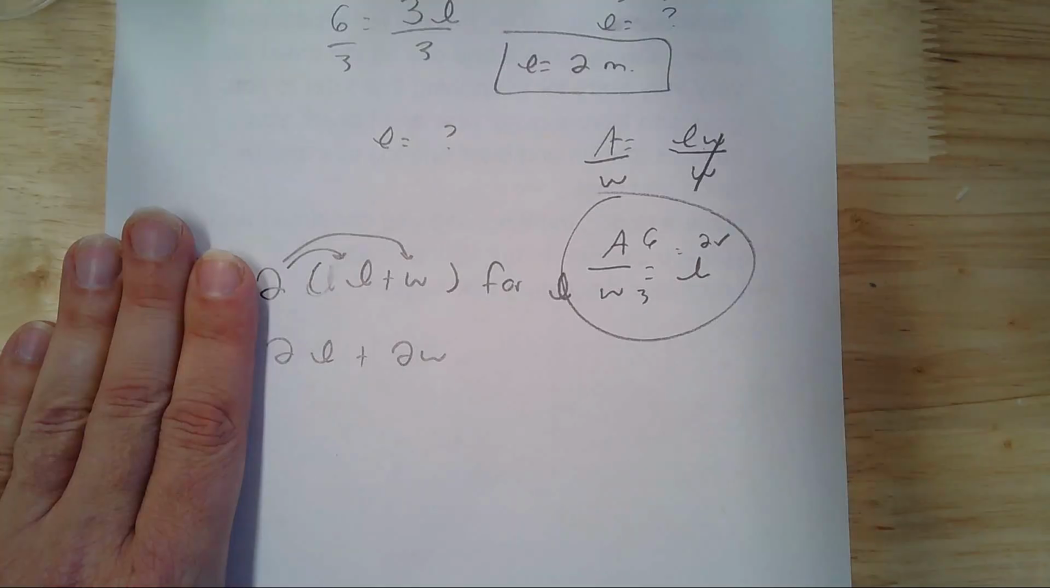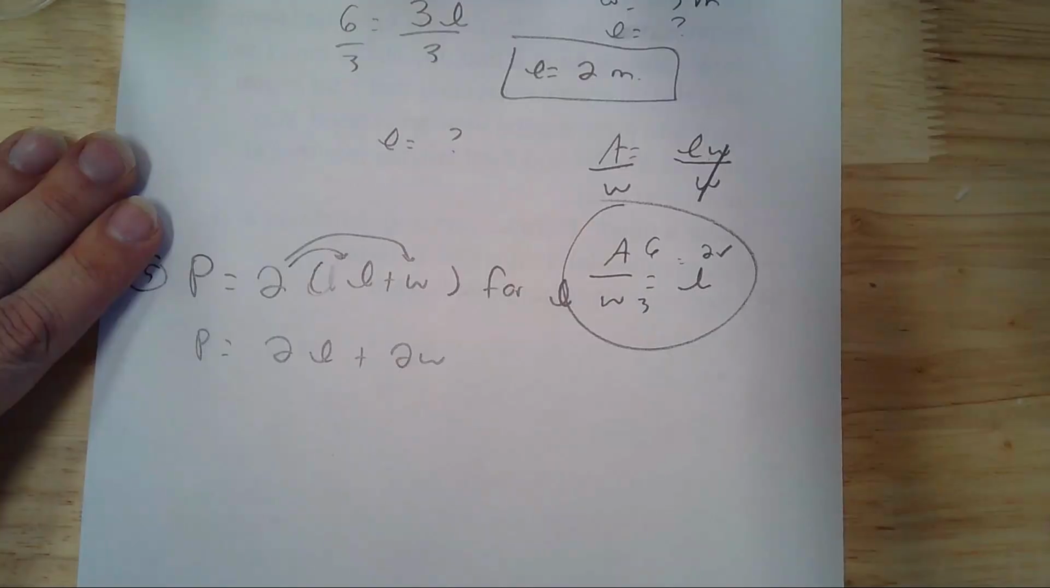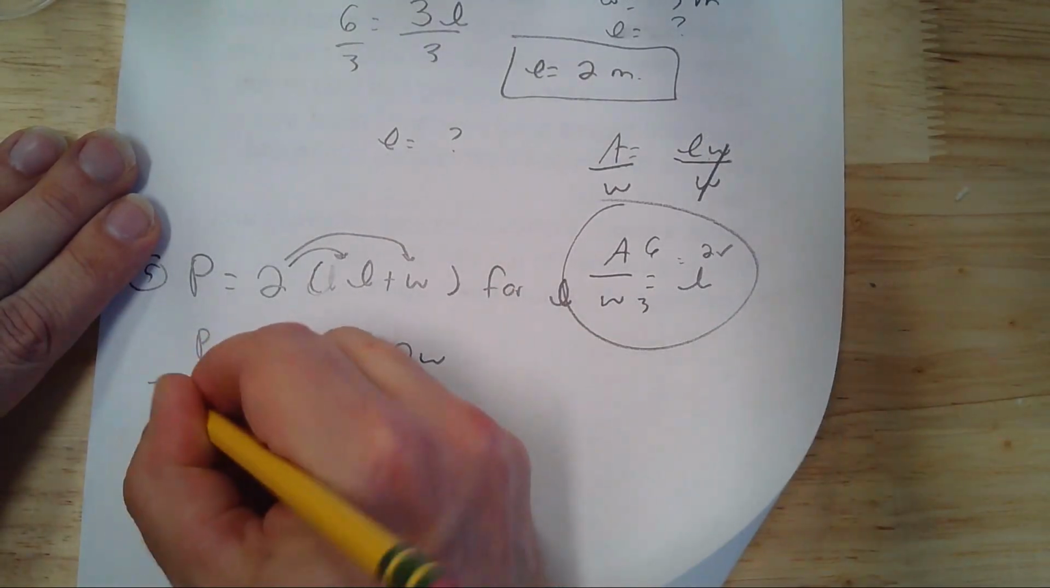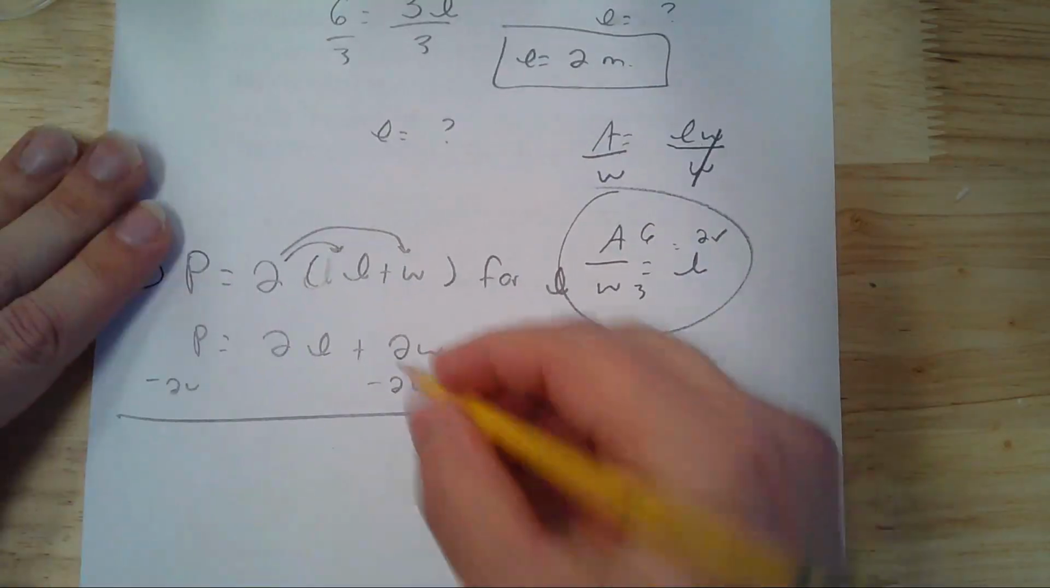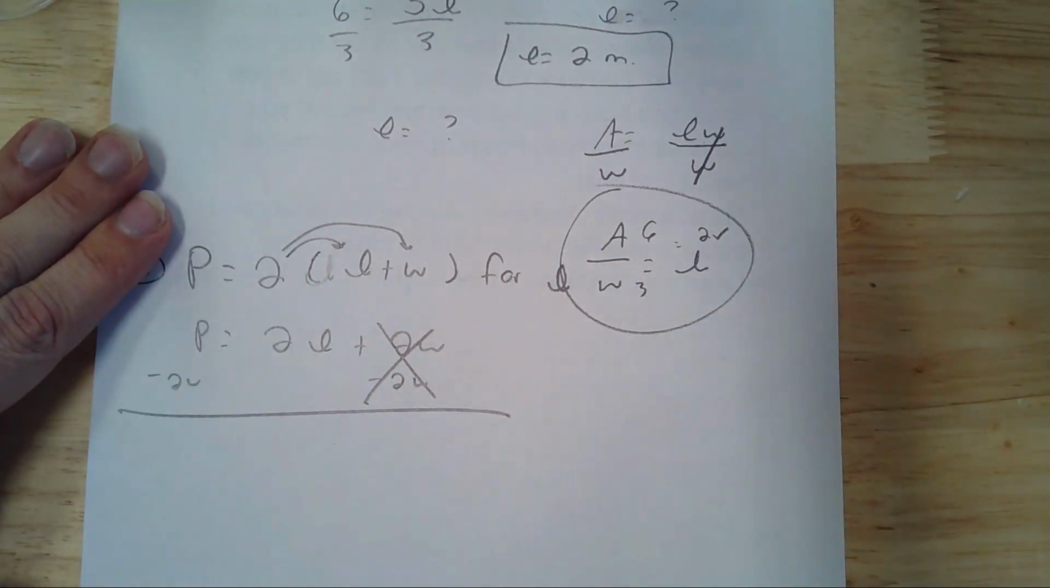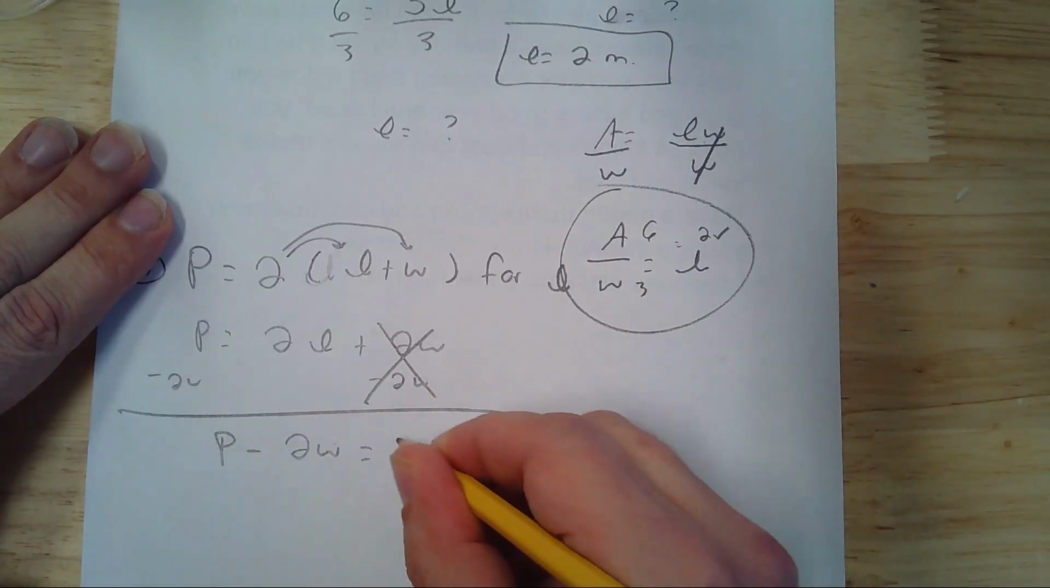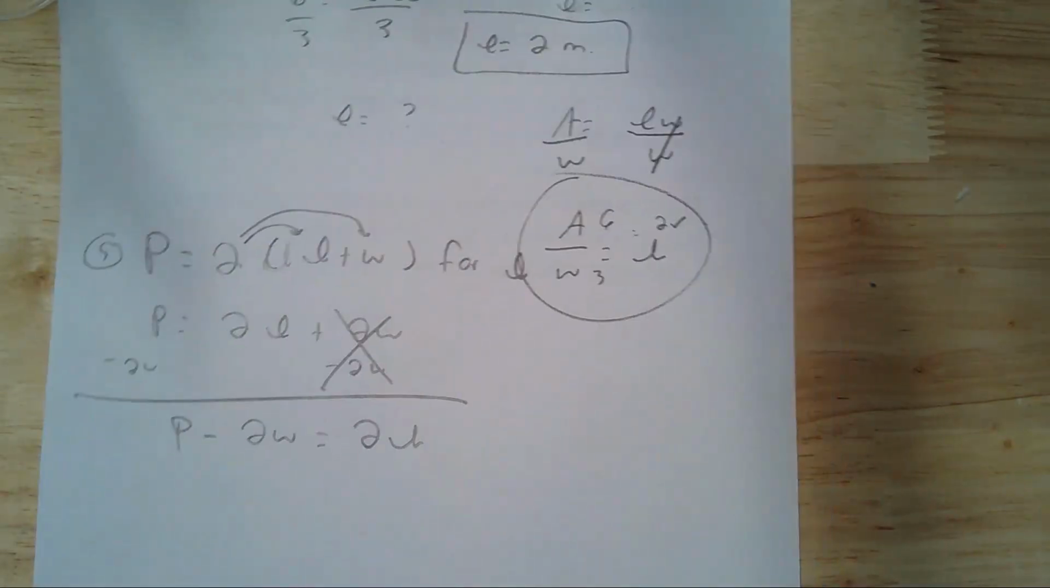What do you think I should get rid of first? The 2. Okay, so 2 what? L. I'll subtract the 2. No, I can't move that because I'm solving for L. I want to get rid of everything that's over there. So I got P minus 2W equals 2L.